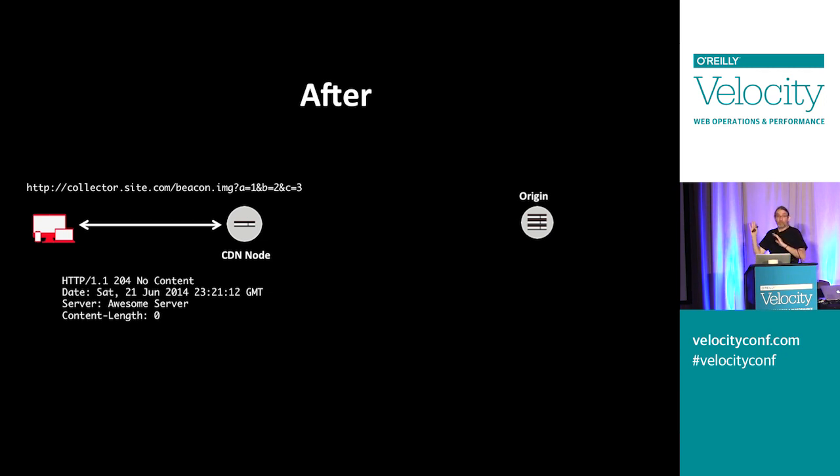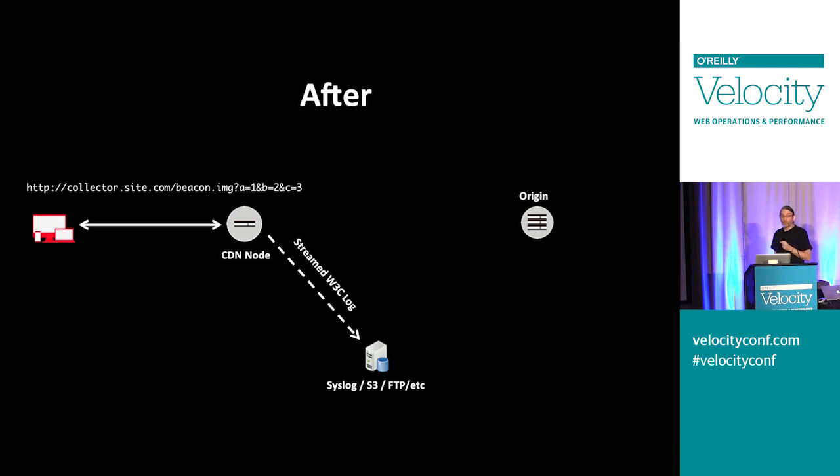So basically, the point of this story is your origin is totally unburdened from having to take that hit from all those beacons, and your CDN, if you have enough control over it, is able to give the response to the client and then stream all the log entries to whatever streaming endpoint you choose to have.